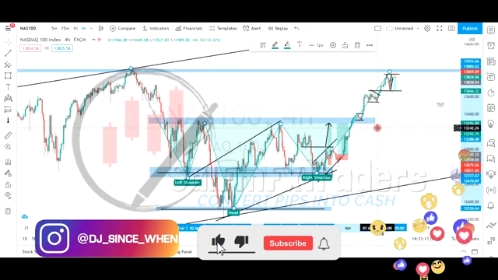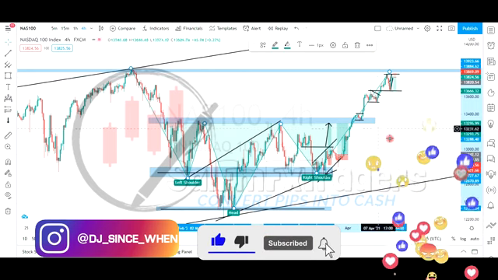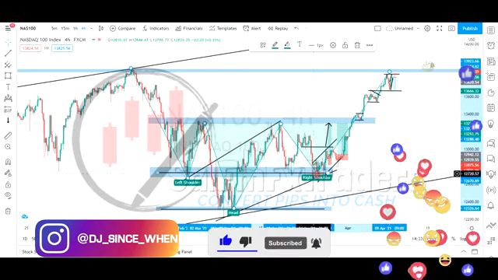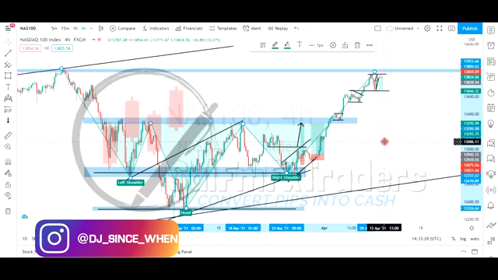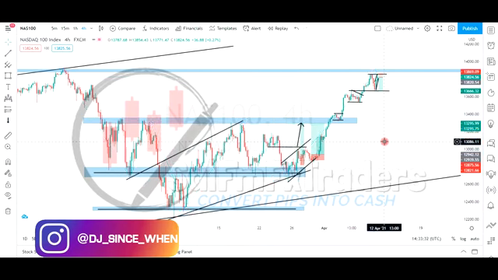Wow, it's been a long one, guys. I've been holding this position from right here, taking profits up until this point right here. So yeah, man, it's been a very rewarding trade. So what's next for Nasdaq? Let's see this.